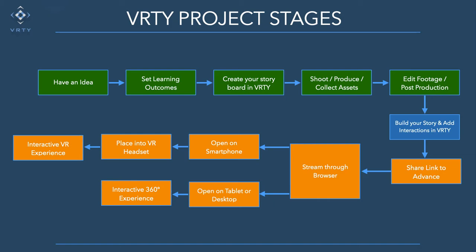From there, they just click on the link and stream through their browser, and they get to choose which way they want to view. If they want to view it in VR, they'll open it up on a smartphone, place it into a headset, and view it in virtual reality. If they want to view it in 360, they can open it up on a tablet, a smartphone or a desktop, and then they're off and running.